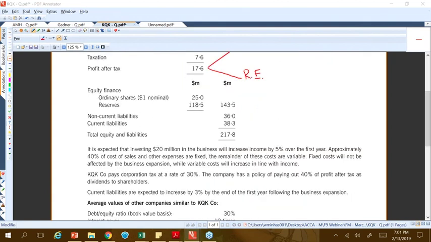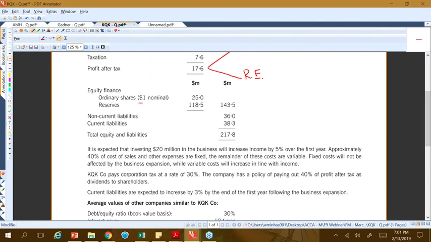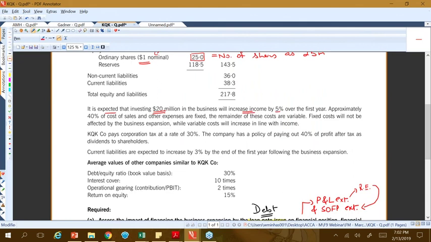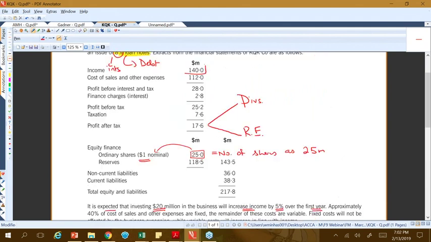Then I have equity finance, ordinary shares, $1 nominal value. So that means 25 is the share capital divided by 1, so the number of shares is 25 million. We have reserves, non-current liabilities, current liabilities, and total equity. Then, important information. It is expected that investing $20 million in the business will increase the income by 5% over the first year. What is the income right now? The income right now is 140. So this will increase by 5%.